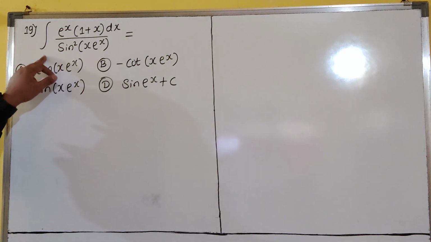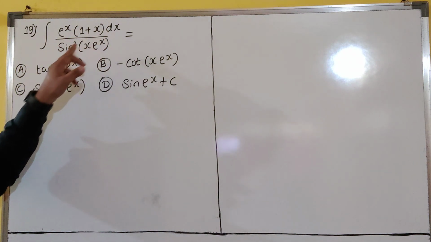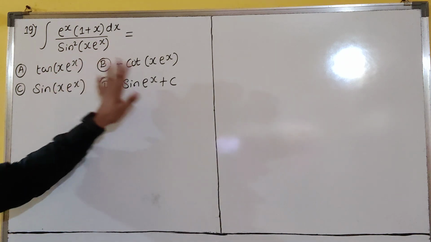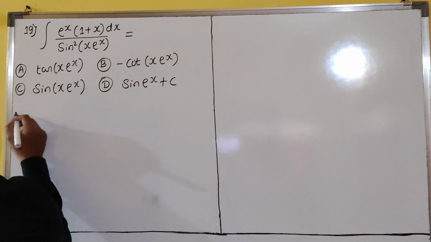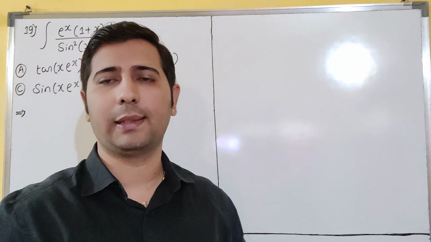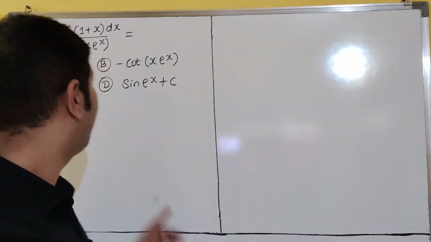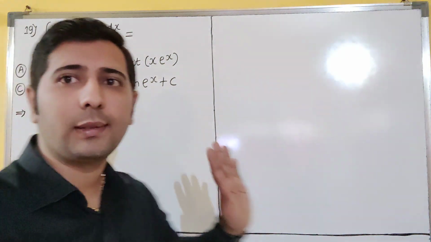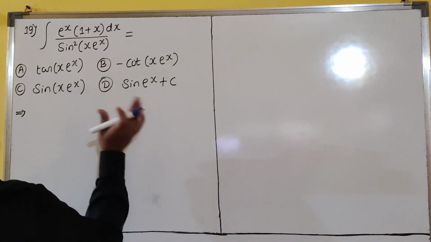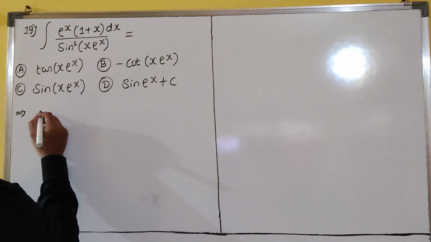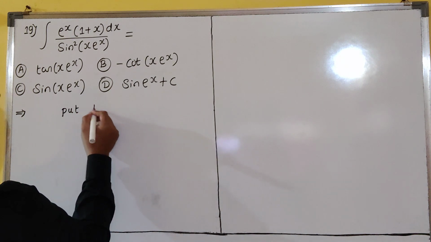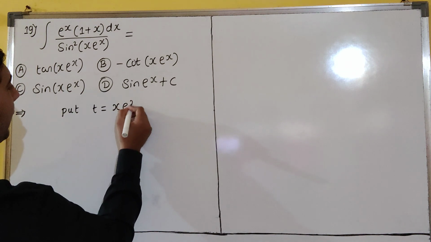Question 19. Integration of e raised to x into (1 plus x) dx divided by sin square of x into e raised to x is equal to what they have asked. So these are the options. Something similar, we have solved in video number 1 also, integration MCQ. The similarities are not the same, so don't get confused. There is a difference. Observe video 1 and this one and you will understand. Now put t is equal to x into e raised to x.